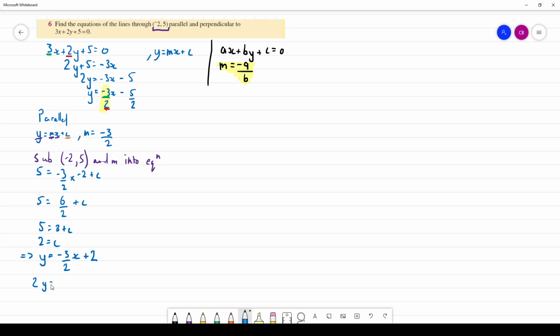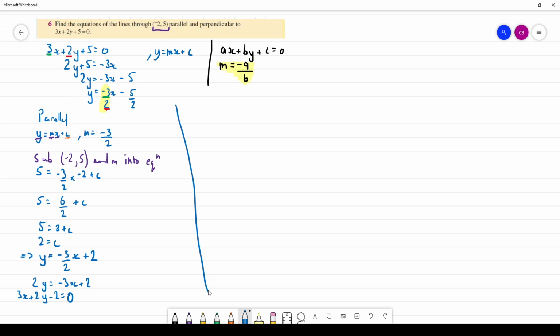We'll have 2y equals negative 3x plus 2. We can rearrange this. We can add 3x and take away 2y. That will give us 3x plus 2y minus 2 equals 0. And now we have the linear equation that is parallel to the original equation and passes through negative 2, 5.